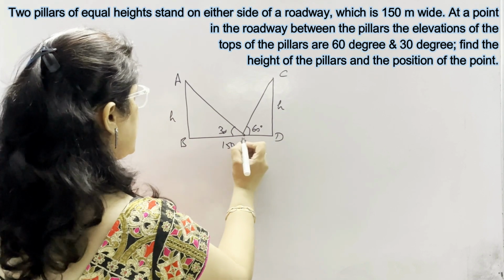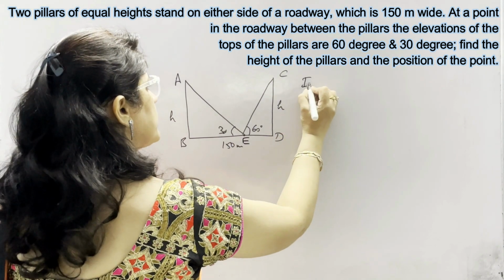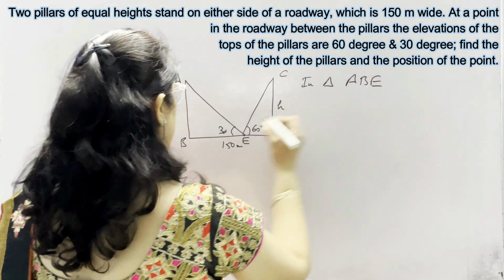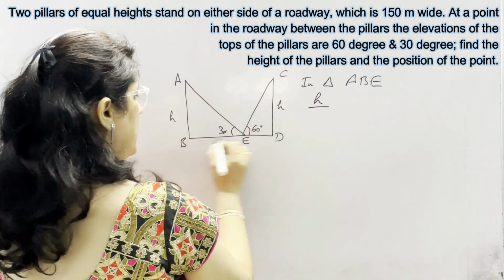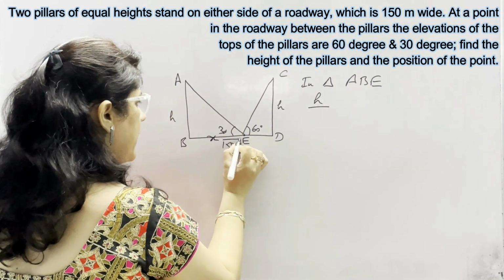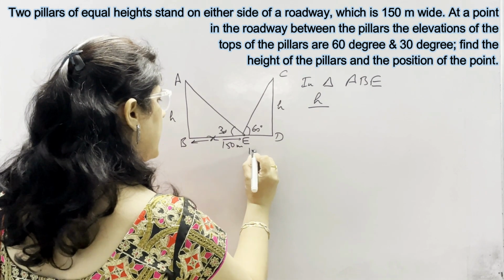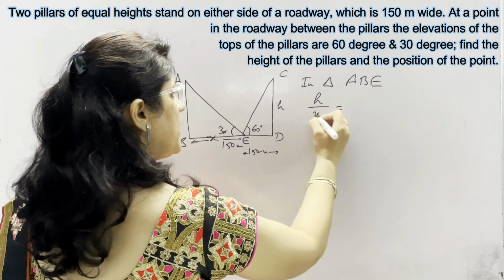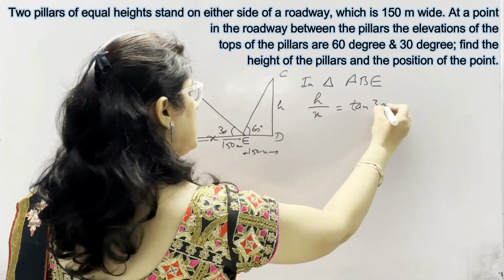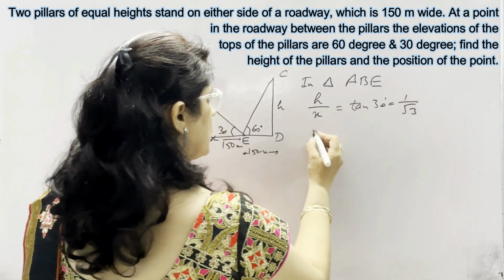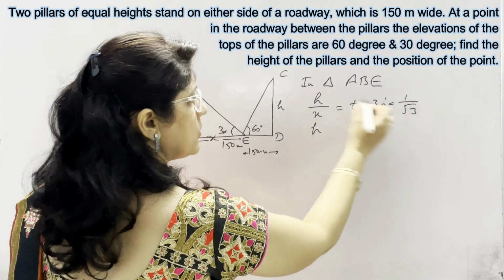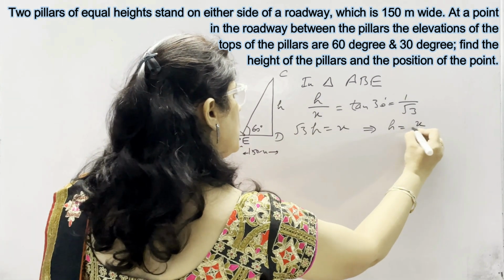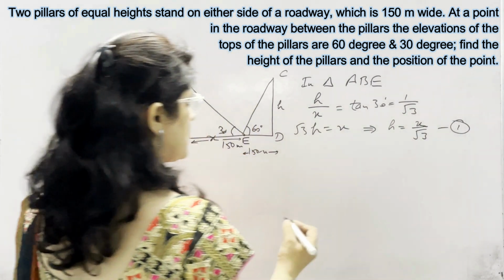And this point we can take as E. So, first we are going to take first triangle ABE. In triangle ABE, h is perpendicular and base we can take as x and another side is 150 minus x. So x is the base, P upon B, it means tan theta, tan 30. Tan 30 is 1 upon under root 3. So under root 3 h is equal to x, or we can take it as h is equal to x upon under root 3 and take it as first equation.